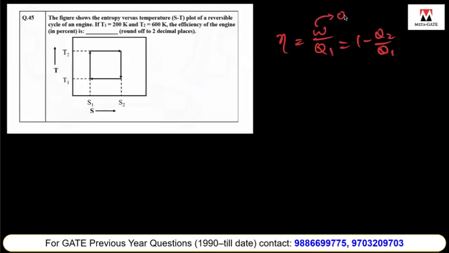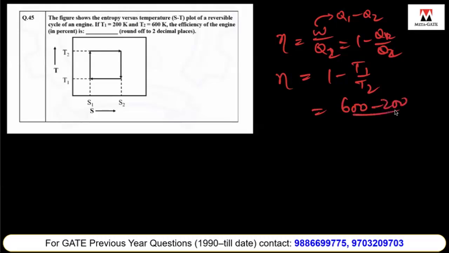This is nothing but Q1 minus Q2, or you can write it as 1 minus T1 by T2. Okay. So this is equal to 600 minus 200 by 600, which is equal to 2 by 3, 67%. The efficiency is 67%.